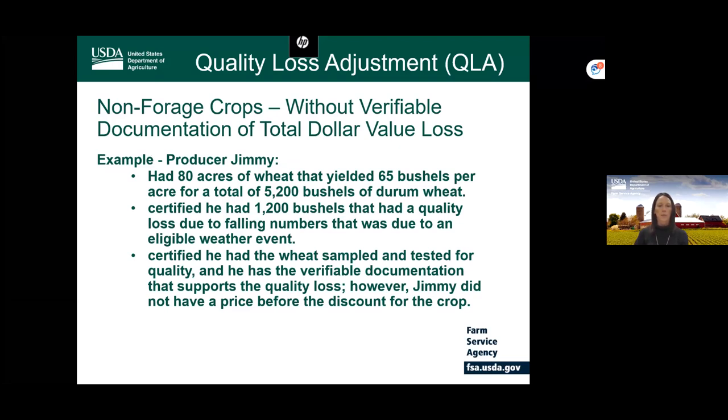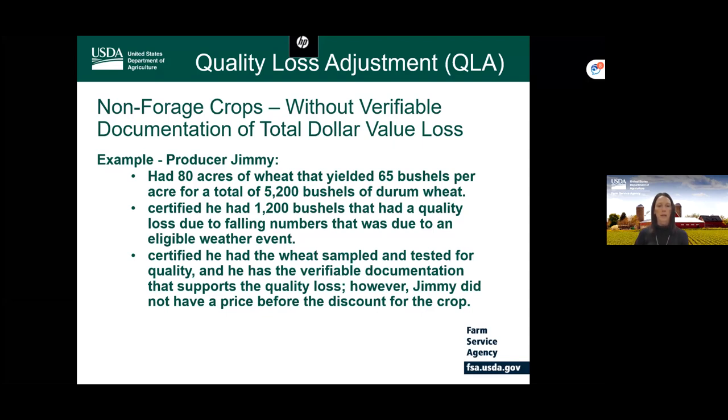So the example is producer Jimmy had 80 acres of wheat that yielded 65 bushels per acre for a total of 5,200 bushels of durum wheat. He certified that he had 1,200 bushels that had a quality loss due to falling numbers that was due to an eligible weather event. So in this scenario, Jimmy had a portion of his crop that was taken off. He'd already harvested, had no quality discounts before the rain started. So he only has 1,200 bushels out of the 5,200 bushels that were affected. So that's what he's applying for QLA.